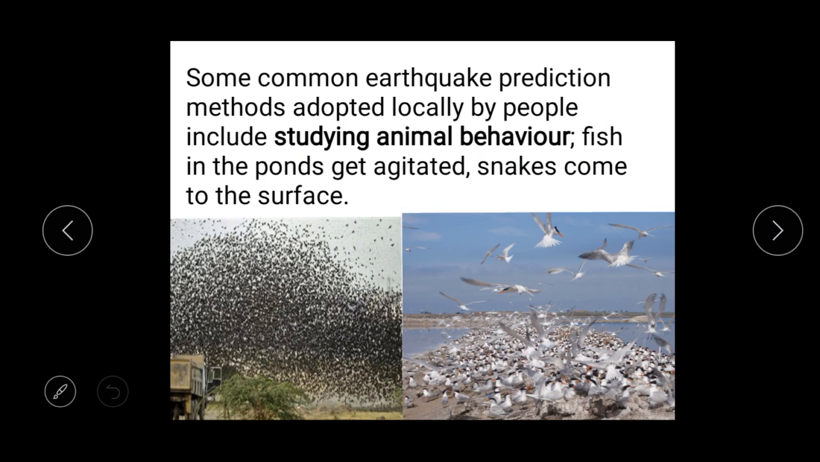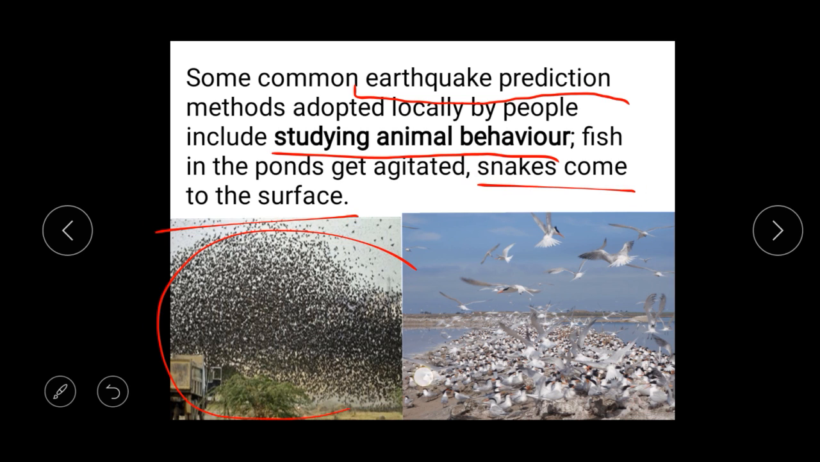By studying some common animal behavior, we can guess the earthquake. That means we can predict an earthquake by studying animal behavior. Like fish in the ponds moving here and there restlessly, snakes coming to the surface, and birds flying very aggressively. With that, we can predict earthquakes.